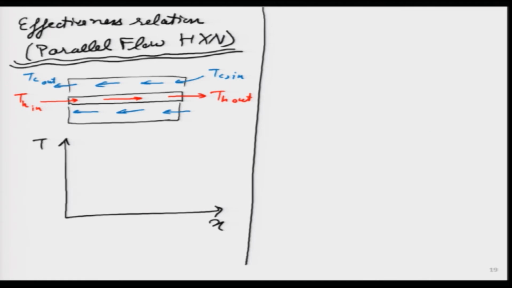I think I made a mistake, sorry about that. Because we are dealing with parallel flow, we have to show the flow to be parallel. I think I by mistake showed it in the counter direction. Let me correct it. So, T_C in, because it is parallel flow, please remember both flows will be in the same direction. Sorry for that, I was trying to do it a little bit in a hurry. I made a mistake, we have to do it slowly.